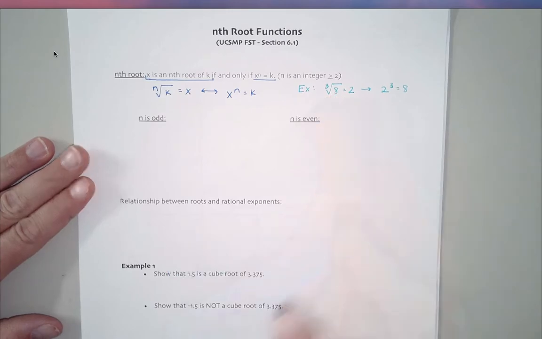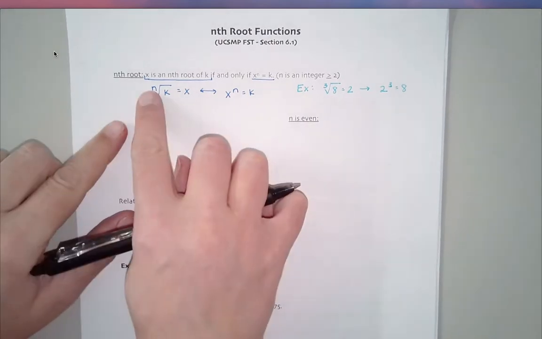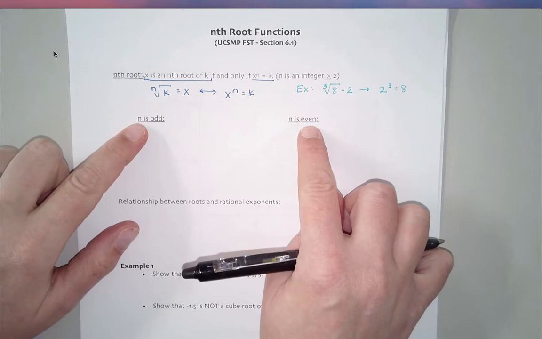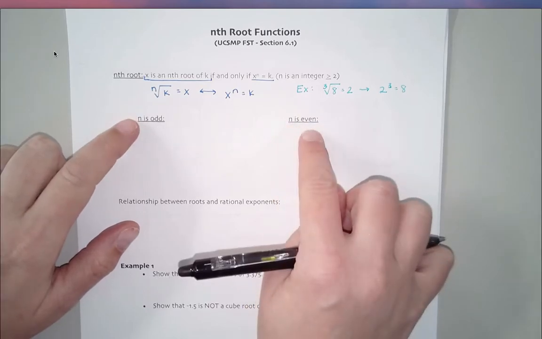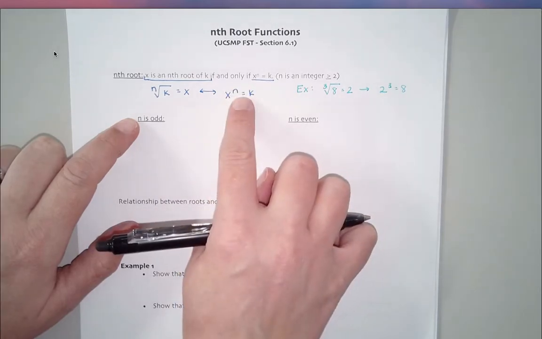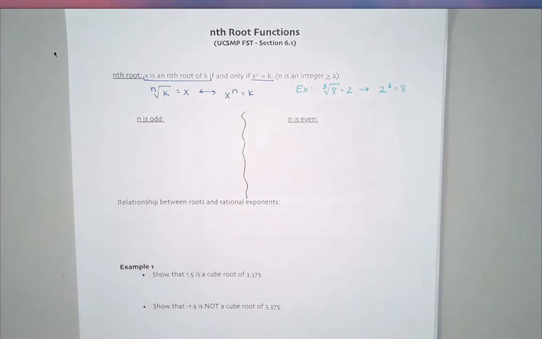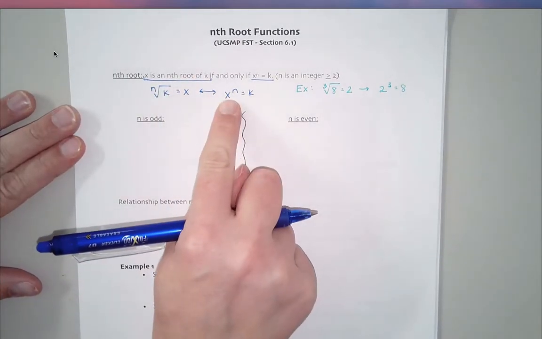One of the big things that comes up with this material is the difference between when n is an odd number and when n is an even number. We're going to talk about that difference in the context of this expression and this expression. So we're going to write down what happens when n is even and when n is odd, starting off with this way of writing the expression.